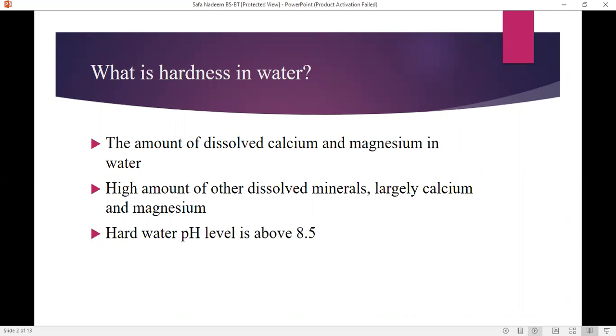A question arises here: what is pH? So pH is a measure of how acidic or basic the water is. A pH less than 7 indicates acidity, whereas a pH greater than 7 indicates a base.